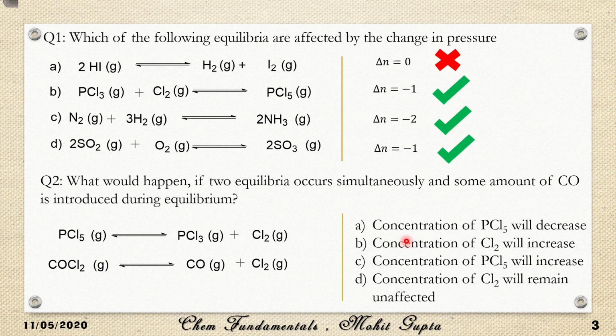So we have four options here. Concentration of PCl5 decreases, concentration of Cl2 increases, concentration of PCl5 increases, and concentration of Cl2 will remain unaffected. So option D is absolutely incorrect. Why? Because Cl2 is reacting and its concentration is decreasing. So option B is also incorrect, which says Cl2 will increase. Now we're left with two options, A and C, where PCl5 is decreasing and PCl5 is increasing respectively. Here we have seen that on decreasing the concentration of Cl2, equilibrium moves in the forward direction and the concentration of PCl5 would decrease. So option A is correct.